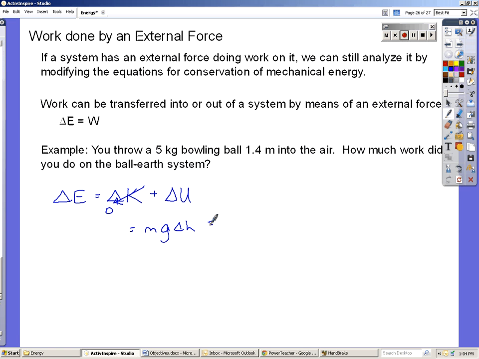And that makes this really easy. We can figure out how much work you did by plugging in numbers. So 5 kilograms times 9.8 meters per second squared times delta h, which is 1.4 meters. And this works out to be 68.6 joules. That's how much work you did. So problems like this can get complicated, but the concept itself is pretty easy. If you can do conservation of energy problems, you shouldn't have any trouble with these.